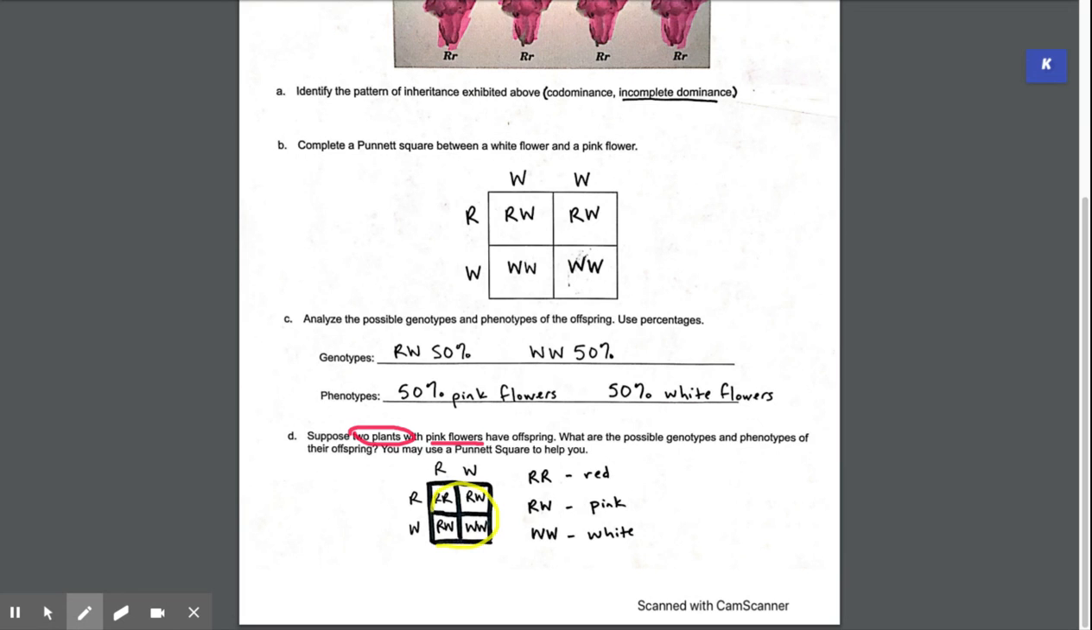So these are the offspring of that cross. And we see one box is RR, that would be red. We see two boxes are RW, those offspring would be pink. And then we see one box has WW, which would mean white offspring. So the possible genotypes are listed here, and the possible phenotypes are listed here.